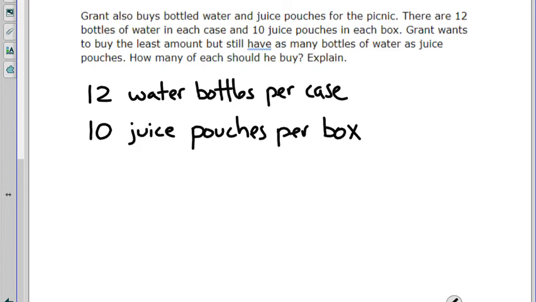And I'd like you to do it through the listing method, listing the multiples. And I'd like you also to try the factor tree method to see if you can do it. All right, we'll talk about this next time in class.